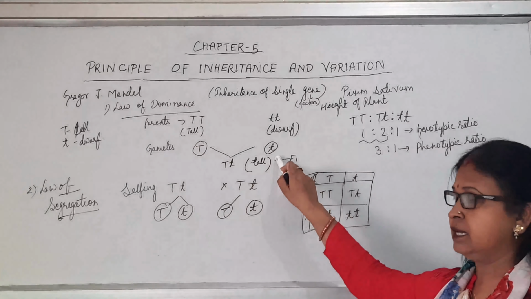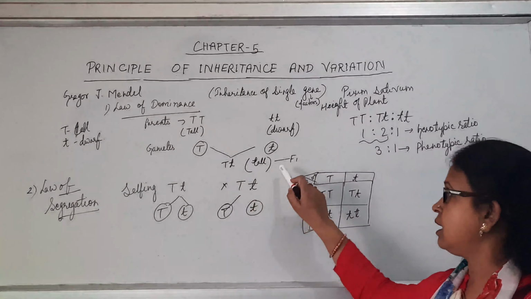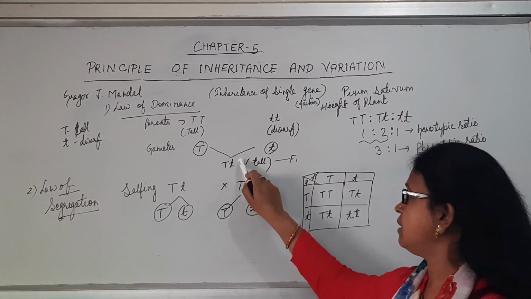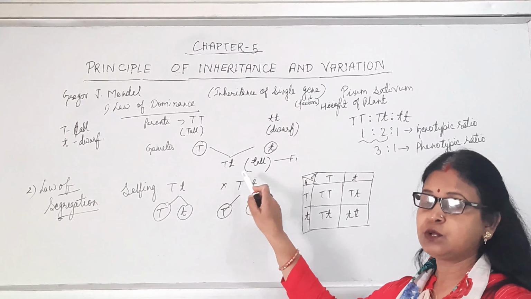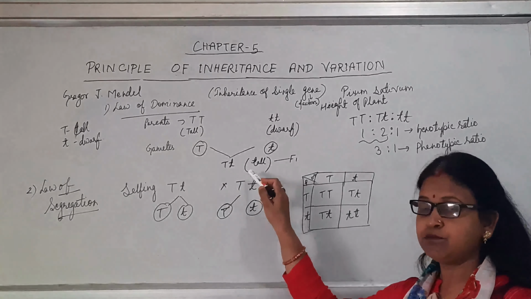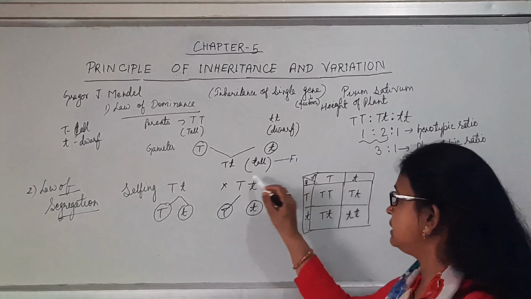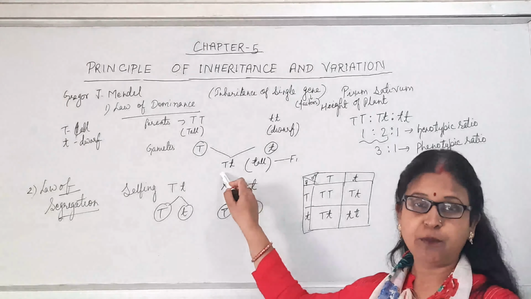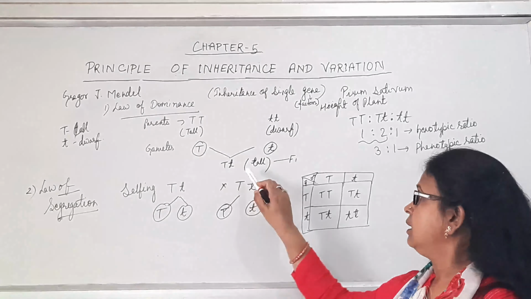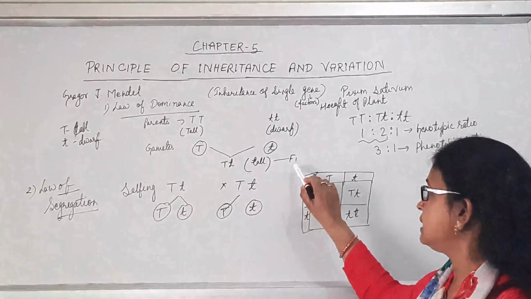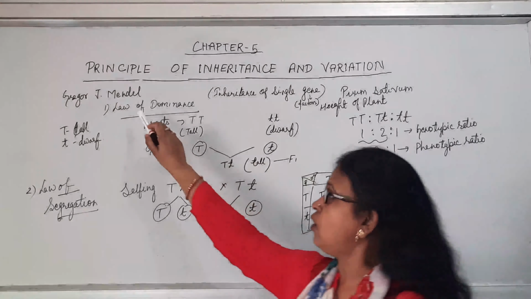When they are allowed to fuse or cross, the offspring of the F1 generation have this type of genotype, capital T, small t. So its genotype is hybrid tall, but it will appear tall only. That's why he told that in the presence of capital T, the dominant allele, the recessive allele couldn't express itself in the F1 generation, or first filial generation. So it shows the law of dominance.